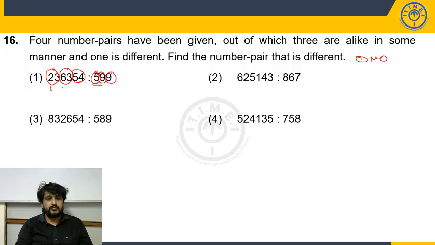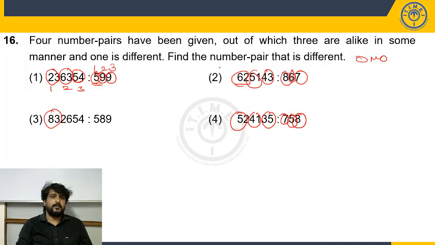Let me give the numbering 1, 2, 3. So the digits in 1, the digits in 2, the digits in 3. Next check it here. 6 plus 2, 8. 5 plus 1, 6. 4 plus 3, 7. Same logic. 8 plus 3, 11. No. 5 plus 2, 7. 4 plus 1, 5. 3 plus 5, 8. Perfectly matching. In all these 3 options, the logic is the same.